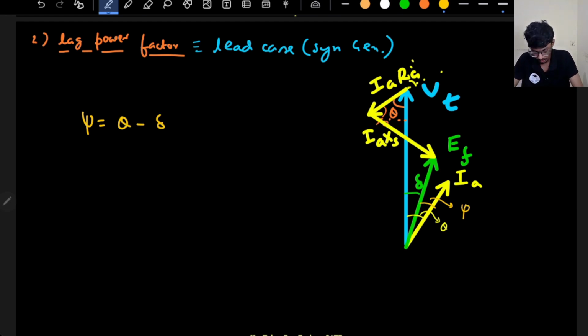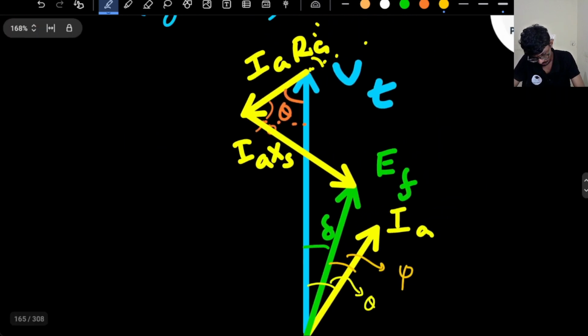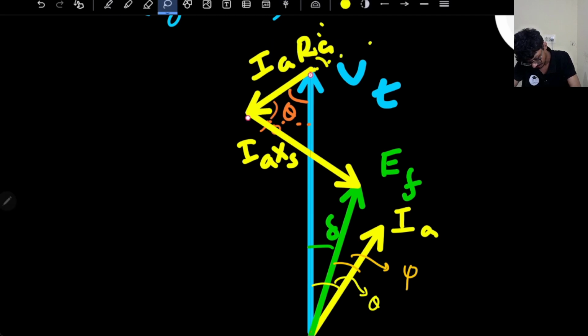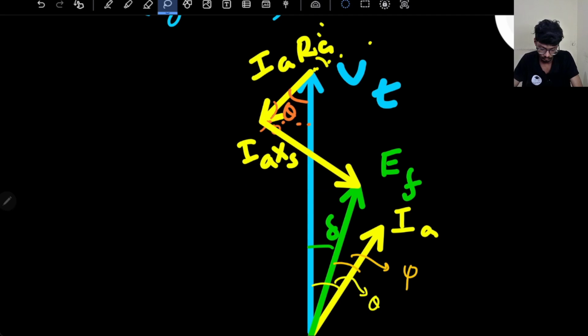Okay, now how do I find out psi? That is the question here. What we can do is take all the components along the direction of Ia, correct? If I notice one thing, this is not exactly anti-parallel. It seems it is not exactly anti-parallel here. Actually, anti-parallel is here.